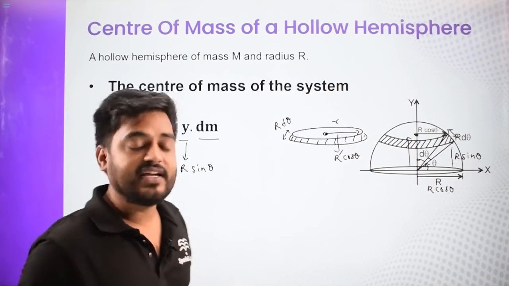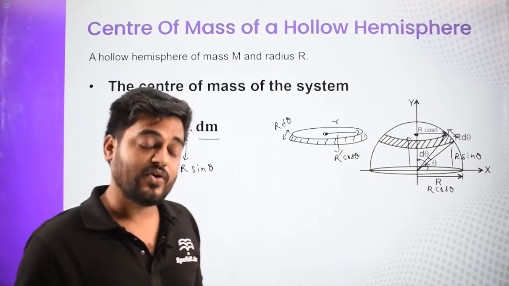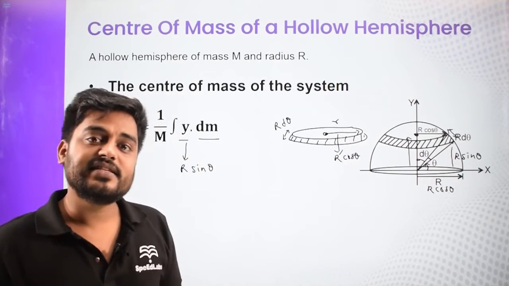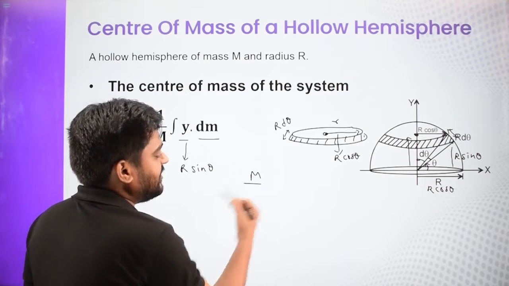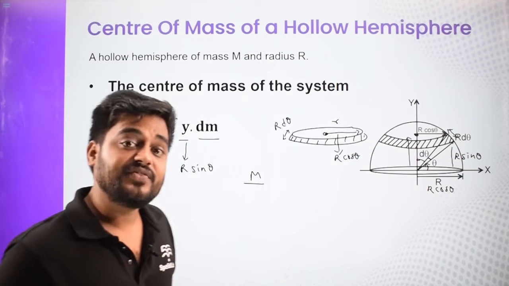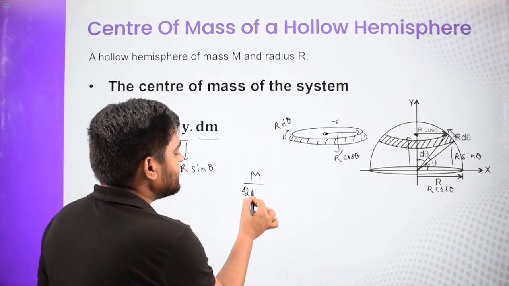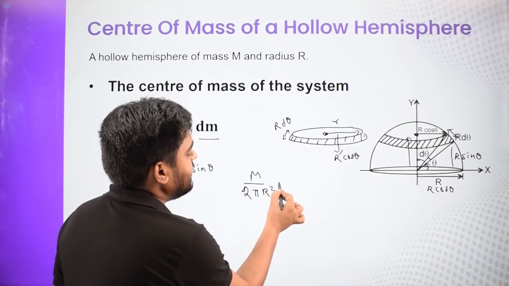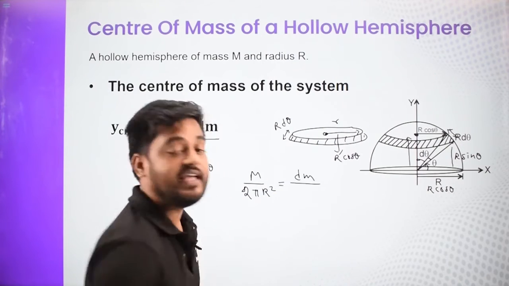dm is the mass of this ring. How do you find it? Here, this is a hemispherical shell, and for a shell, the mass is lying over an area. So basically, total mass, that is capital M, divided by total area. What is the area of a sphere? Surface area 4 pi r square. This is a hemisphere, so it is just 2 pi r square, is equal to the required mass, that is dm, divided by the area of that dm.